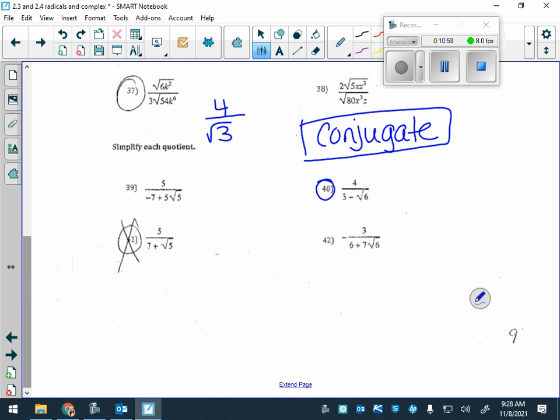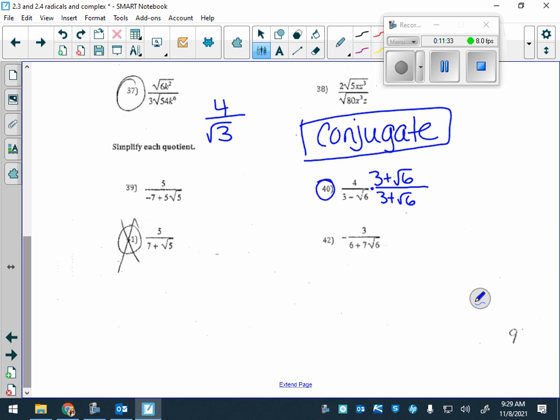Okay? The conjugate simply means the opposite. Okay? So, if we have 4 over 3 minus root 6, anytime you have an expression with plus or minus in the denominator, you are multiplying top and bottom by the conjugate. So, in this case, I am multiplying by 3 plus root 6, 3 plus root 6 top and bottom. So if you notice, the only thing that changed is that middle sign.